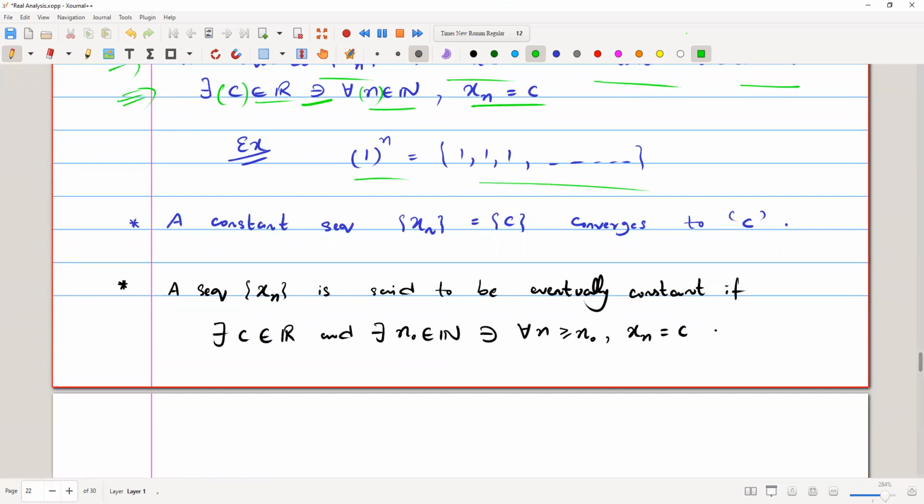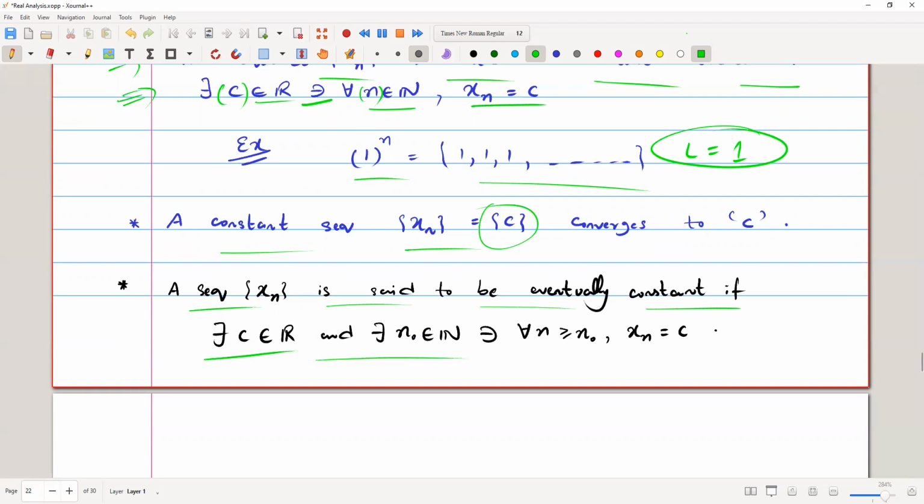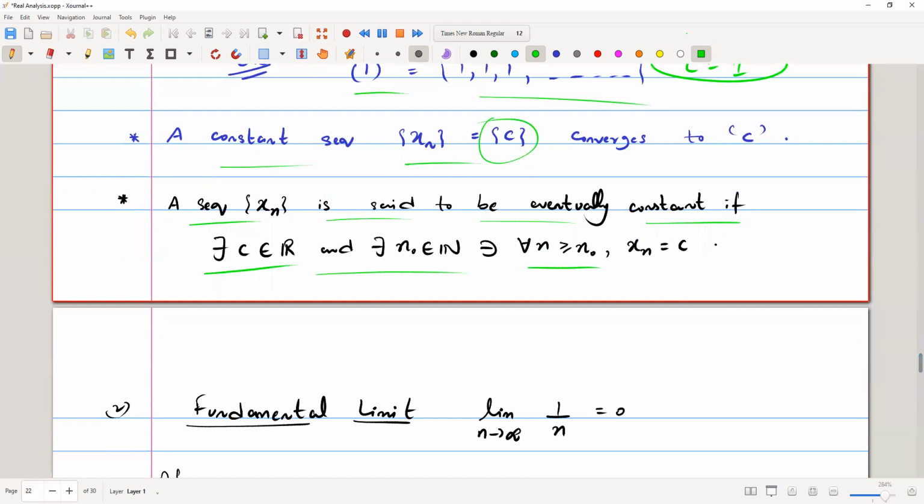That's a constant sequence. And a constant sequence converges to the constant itself, right? Whatever constant we have, the constant sequence is going to converge at that point. For instance, the limit of this sequence is 1. Okay. A sequence xn is said to be eventually constant if there exists c belonging to R and there exists n naught belonging to N such that for all n greater than or equal to n naught, xn equals c. So we call it eventually constant if after some n naught, after some terms, it becomes constant.